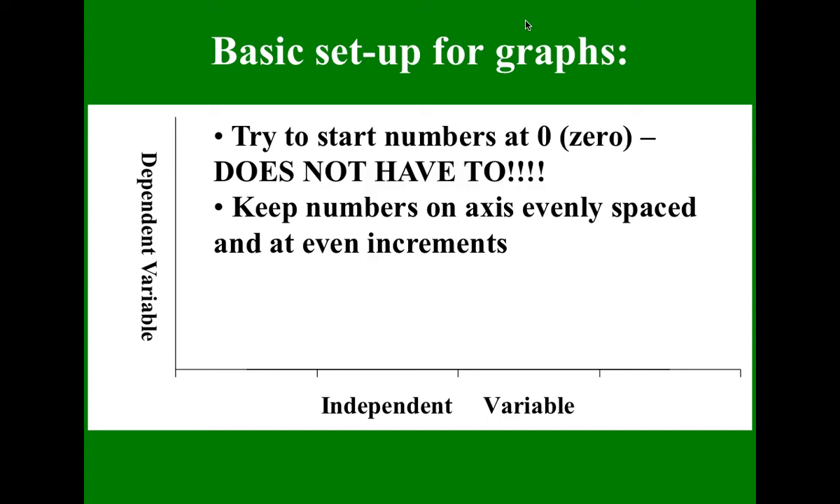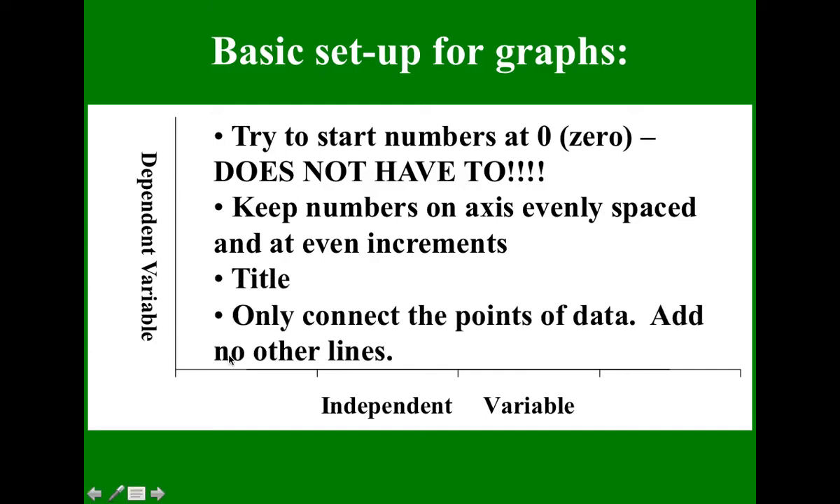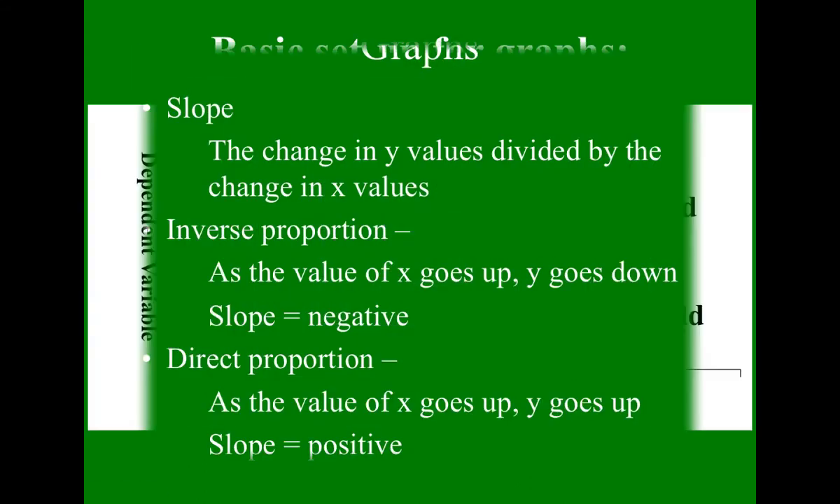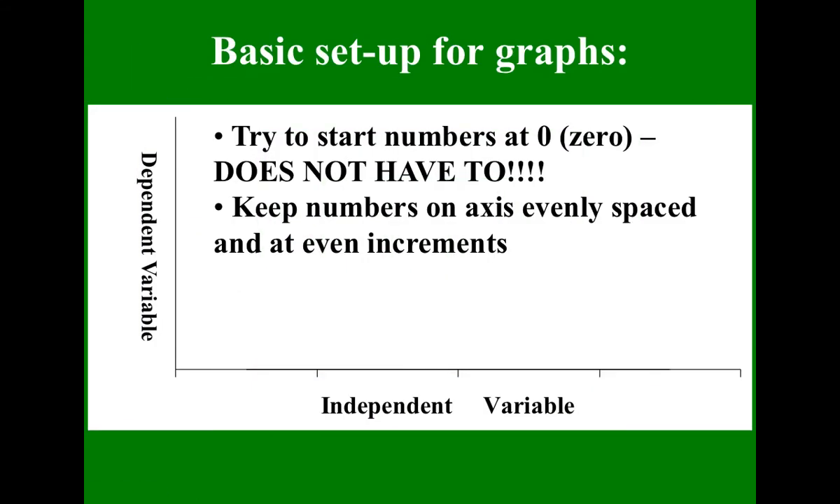So what does this mean? Evenly spaced and in even increments. Well, you can see here that these tick marks are evenly spaced. Now, that could be, let's say, 4 squares. Let's pretend that there's like a grid here. So each one of these is 4 squares apart.